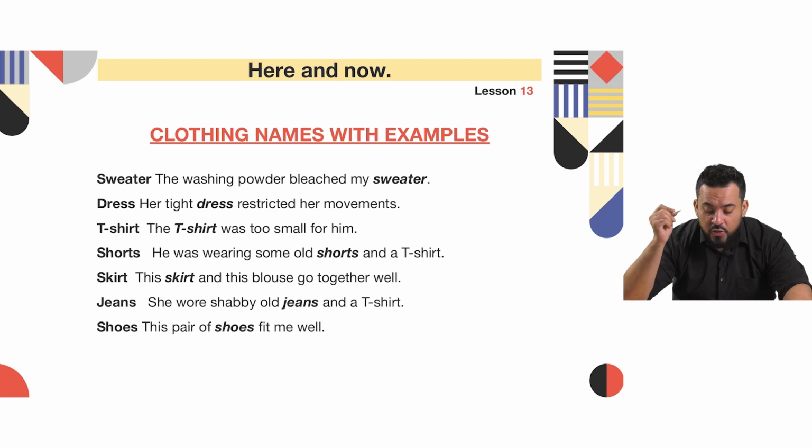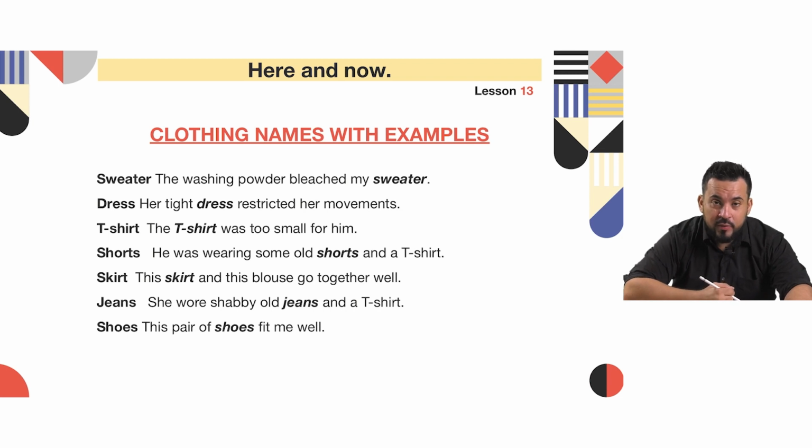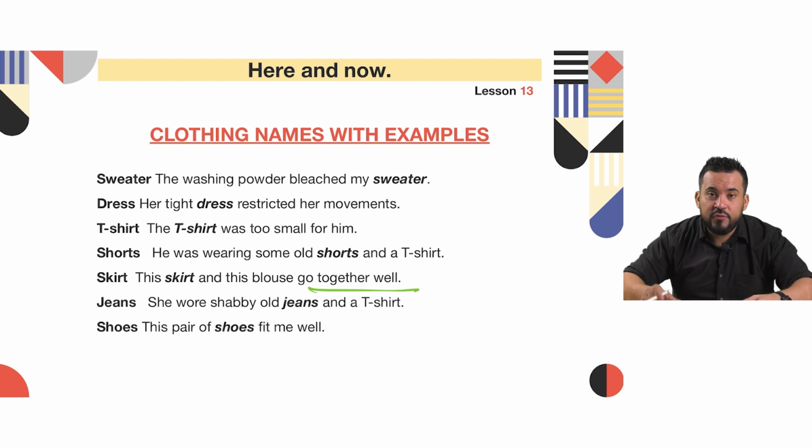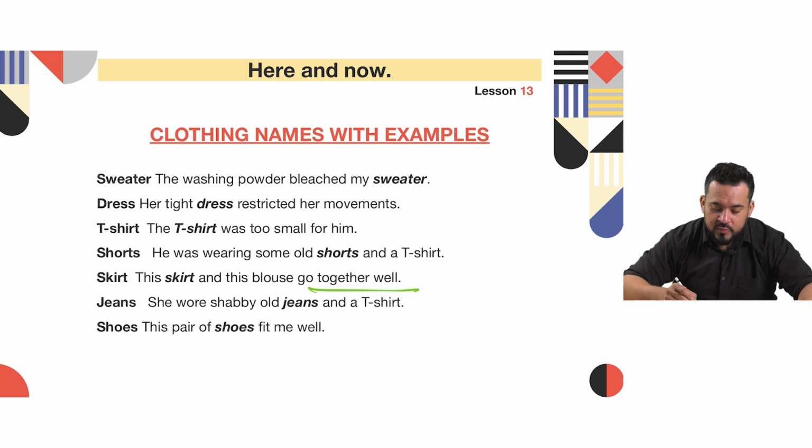Skirt. The skirt and this blouse go together well. Go together well, it means they match. They make a good fit. Jeans. She wore shabby old jeans and a t-shirt. Shabby old jeans, it means like, you know, worn out and old. Shabby. Shoes. This pair of shoes fit me well.